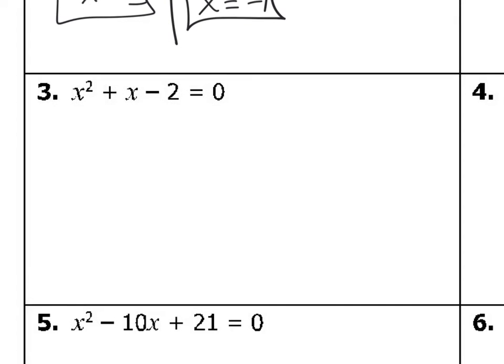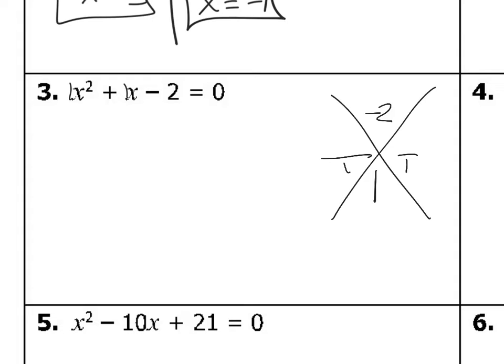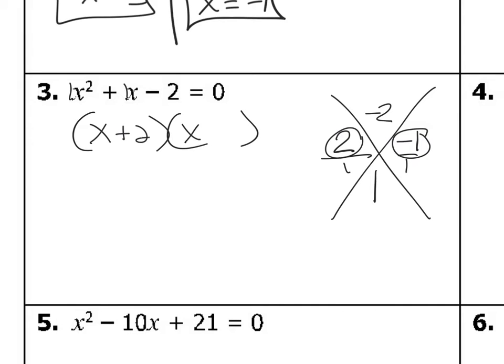Let's look at this one. A is 1, b is 1, c is negative 2. So a times c, negative 2. b is 1, and we're dividing by 1. So factors of negative 2 that add up to 1. Well, I would say 2 times negative 1 is negative 2. 2 plus negative 1 is 1. So those are our factors. So my binomials are x plus 2 and x minus 1.